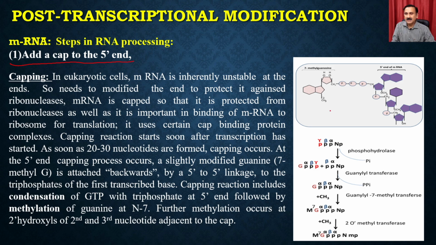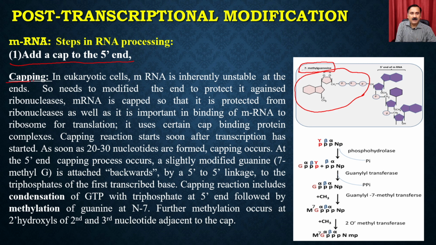So this is the cap structure. What you see here is the 5' end of the messenger RNA, and this is the cap structure. This cap is made up of a modified guanine molecule, which is called 7-methyl guanosine, and it is connected to the messenger RNA through a phosphodiester linkage.